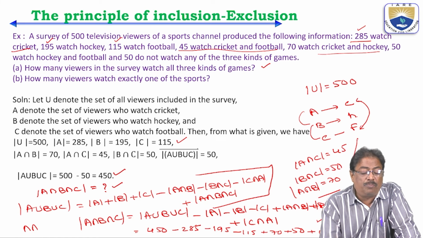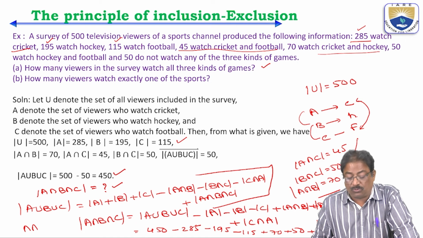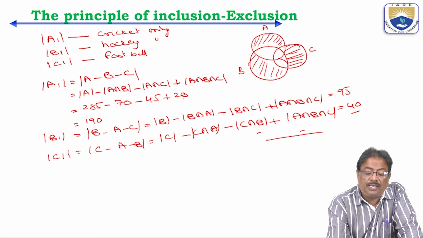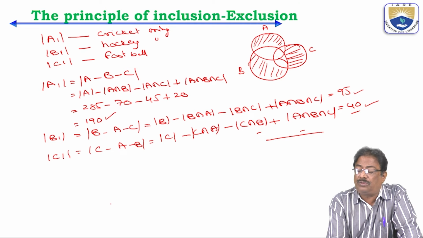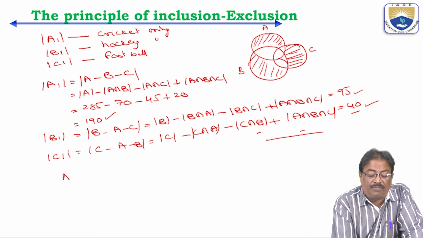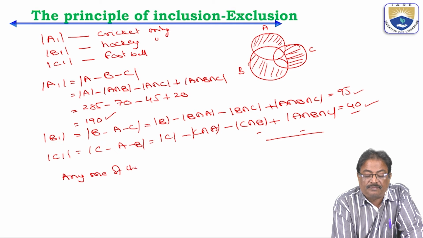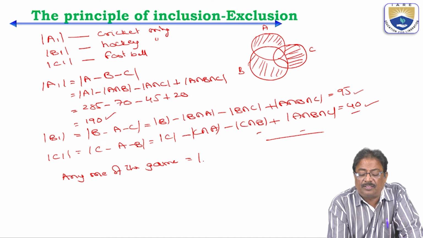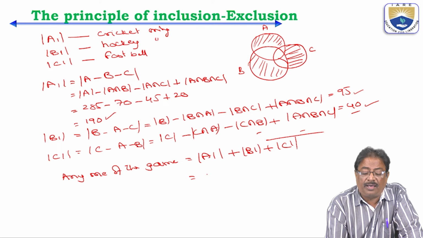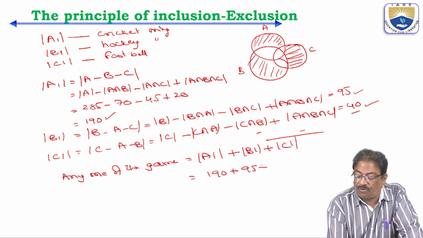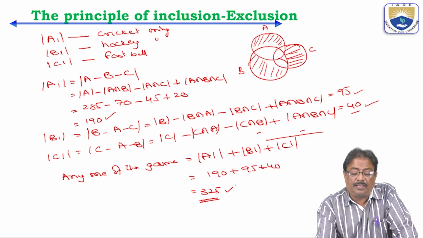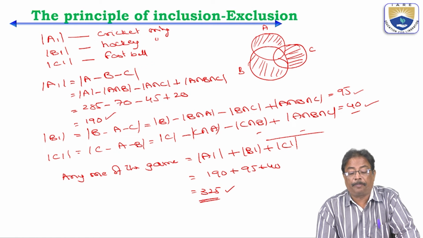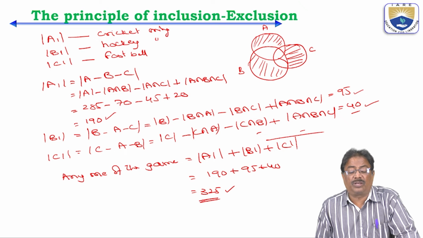So here the question is, how many viewers watch only one of the sports? Only one of the sports. So watching only cricket, watching only hockey, watching only football is this. And the number of viewers who watch any one of the games is the cardinality of A1 plus cardinality of B1 plus cardinality of C1. So we have to add all of them: 190 plus 95 plus 40. That is 325. So this is the number of viewers who watch any one of the games. This is the way we are going to calculate this.